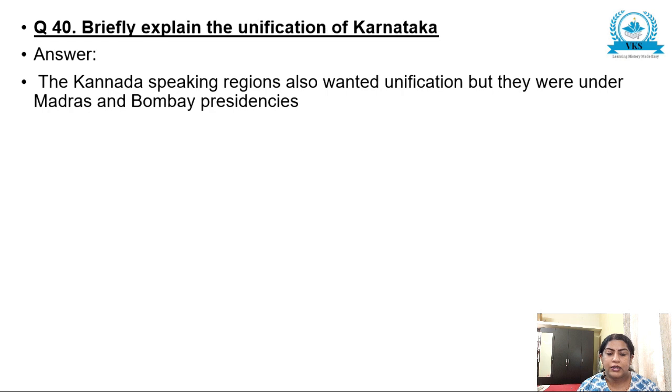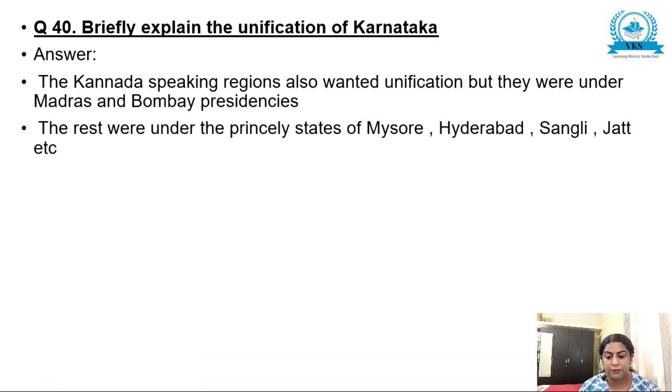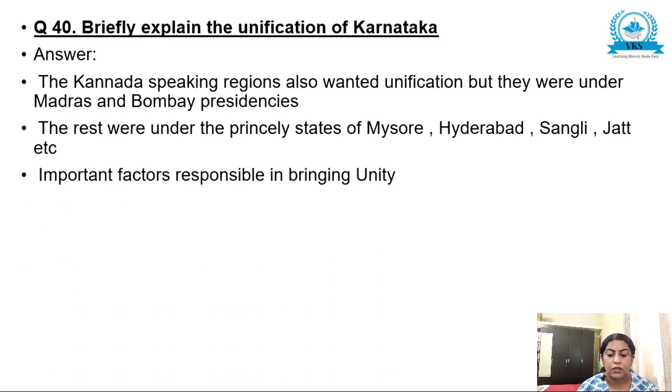As an introduction you can write, the Kannada-speaking regions also wanted unification, but they were under Madras and Bombay presidencies. The rest were under the princely states of Mysore, Hyderabad, Sangli, Jat, etc. Now there were some factors which brought unity among the Kannadigas. All the factors you need not write because we have to focus more on the unification movement. But 2-3 factors which brought unity you can write.